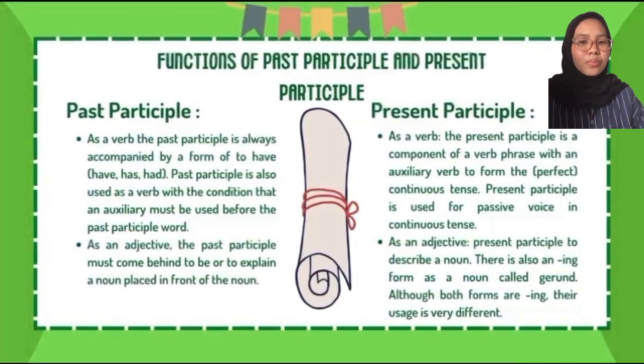And for the present participle, first, as a verb. The present participle is a component of a verb phrase with an auxiliary verb to form the perfect continuous tense. Present participle is used for passive voice in continuous tense. And second, as an adjective, the present participle describes a noun. There is also an -ing form as a noun called gerund. Although both forms are -ing, their usage is very different.